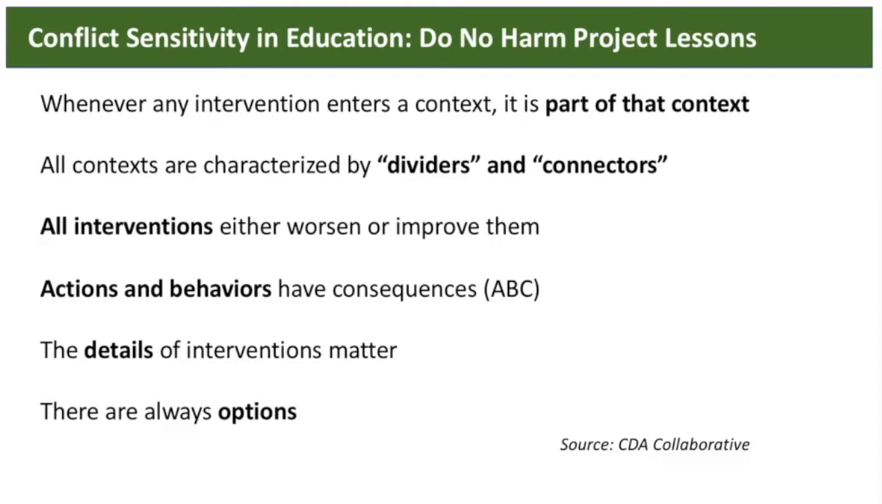The next, the ABC's finding for me is an important one. Actions and behaviors have consequences. All interventions consist of actions and behaviors, and those actions can reflect the effects of resources being brought into the context. Behavior reflects the conduct of the people involved with the intervention or the resource. And the details matter. The details of the intervention matter because those are the details where the impacts come from, not necessarily the whole big intervention itself. And the more we can understand those details, the more we can understand how actions and behaviors interact with the context. And lastly, there are always options, and these options emerge from our understanding of the actions and behaviors.